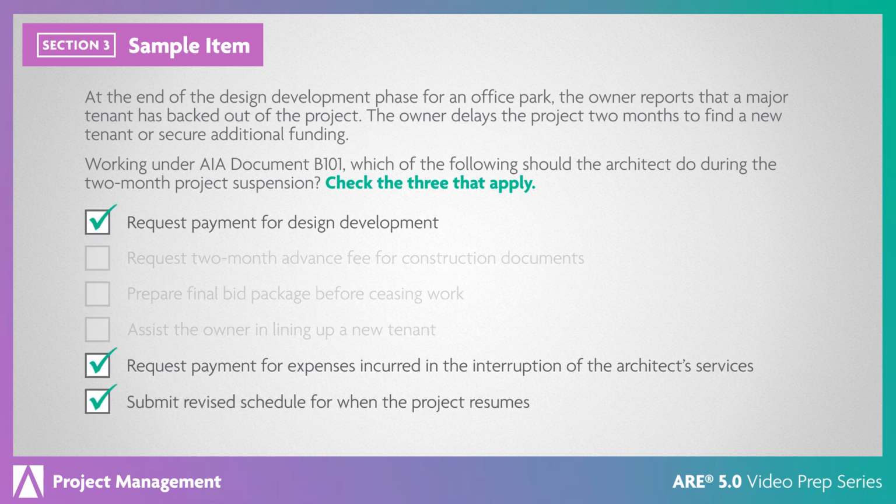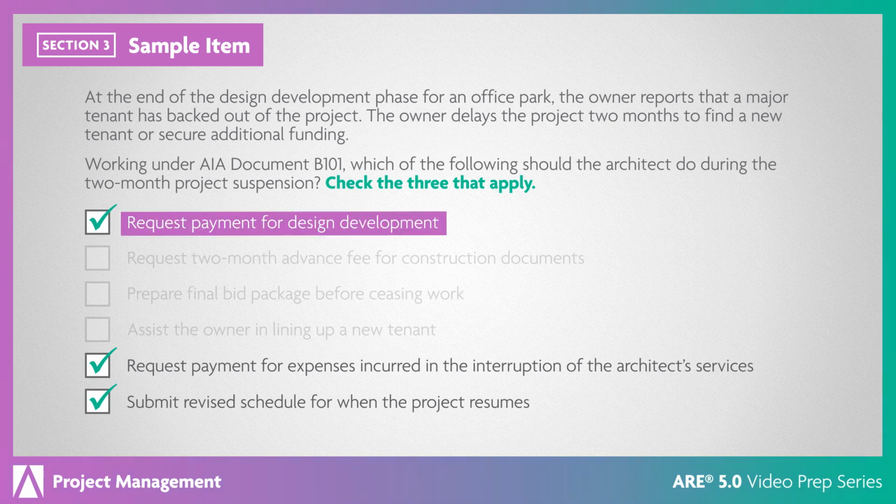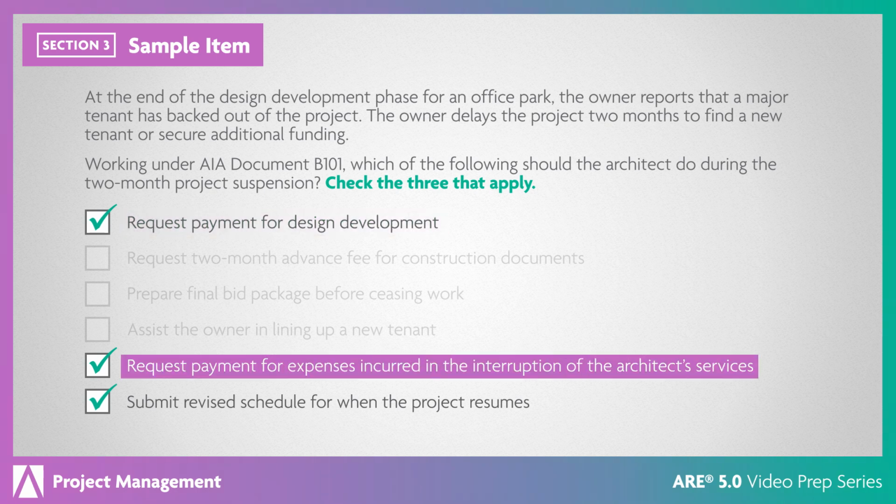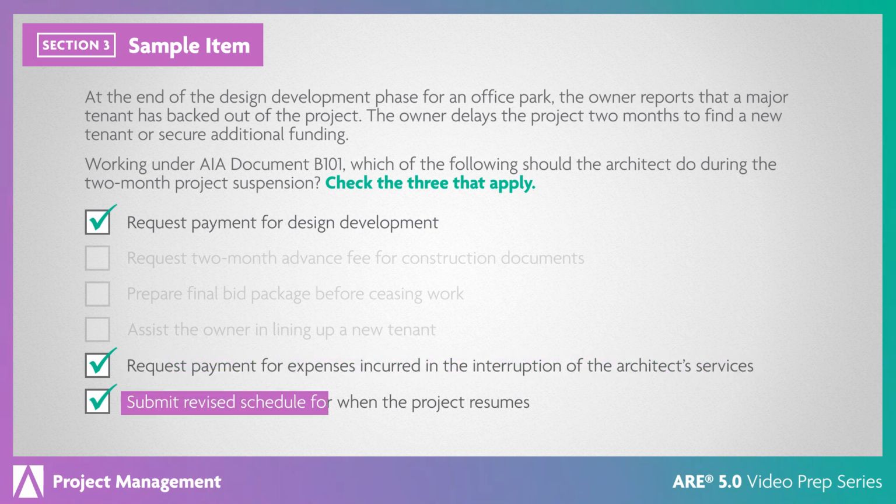These are the correct answers. According to AIA Document B101, if the owner suspends a project, the architect is entitled to payment for all expenses incurred up to that point. The architect can also request payment for expenses incurred because of the interruption. And if the project resumes, a revised schedule can be submitted.